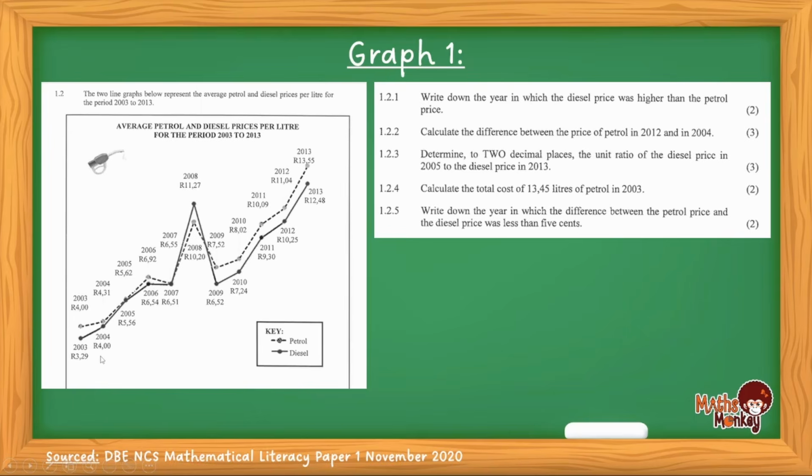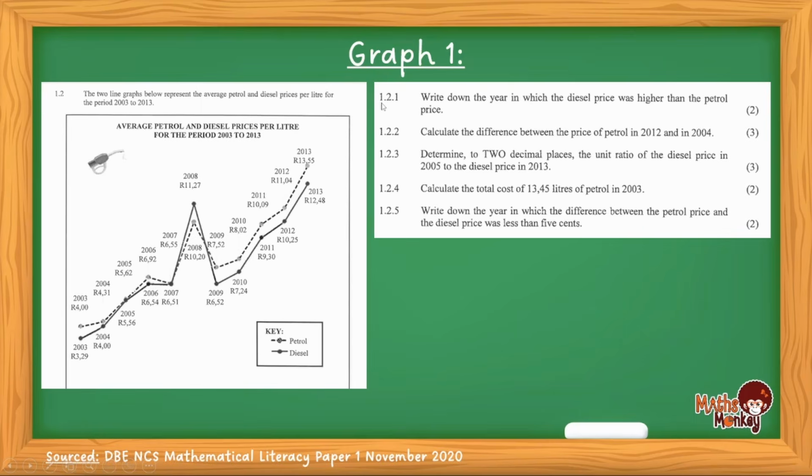So this is for 2004, and I see the differences in prices, 2005, 6, right through to 2013. Okay, so now I've had a look at and understood all the information that's given to me. Now I can actually look at the questions.